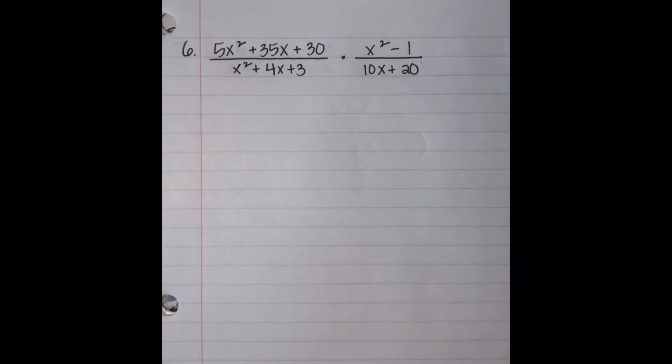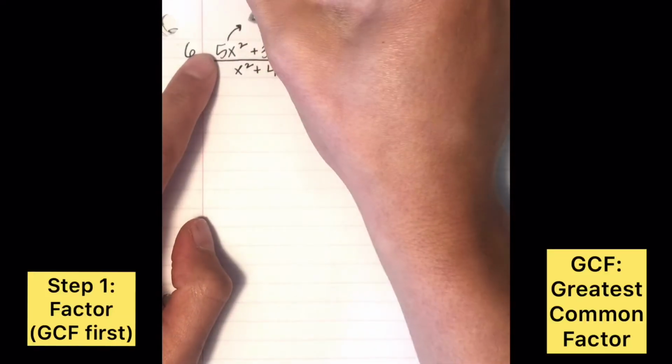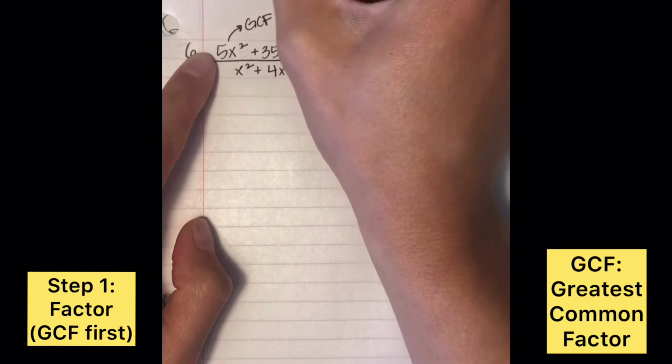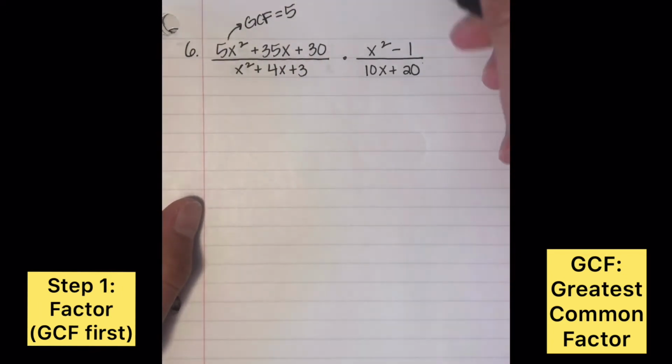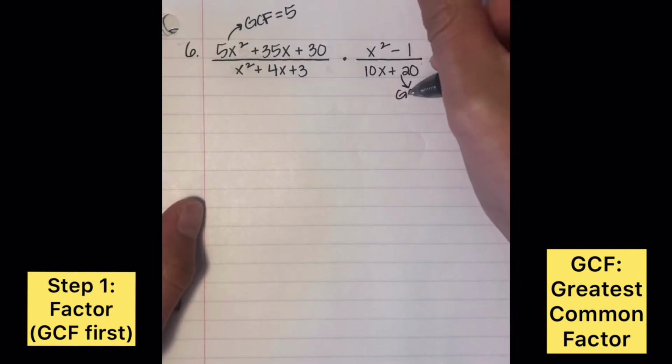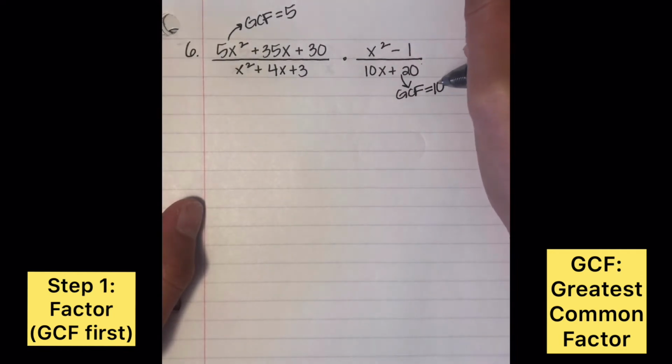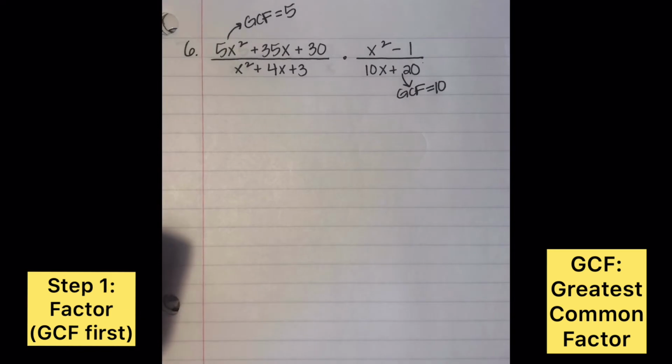Number 6, 5x squared plus 35x plus 30 over x squared plus 4x plus 3 times x squared minus 1 over 10x plus 20. Before we start, we need to factor. On this top one, there's a GCF of 5, because all three pieces can divide by 5. Down here, there's a GCF of 10, because both of those can divide by 10.